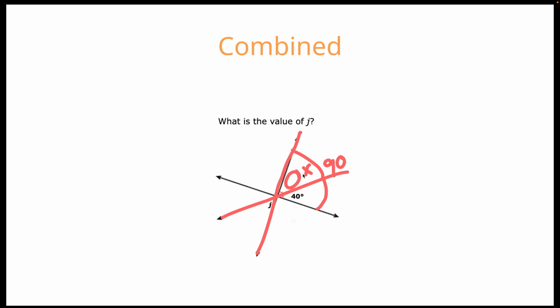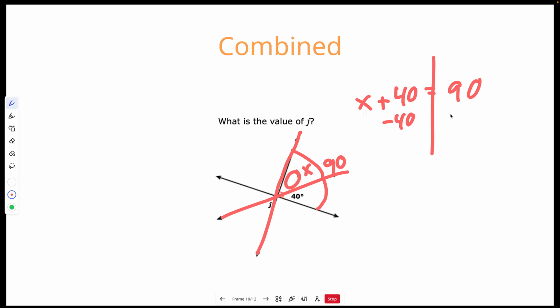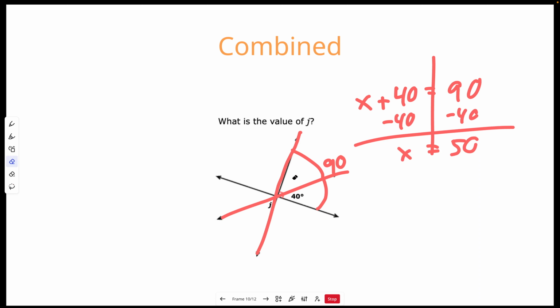Let's call that corner x. So I know that x plus 40 has to equal 90. If we solve that, we get x equals 50. And now I know this corner is 50, which means that j is also 50. So 50 is the final answer. So you can see there I had to use complementary combined with vertical angles.